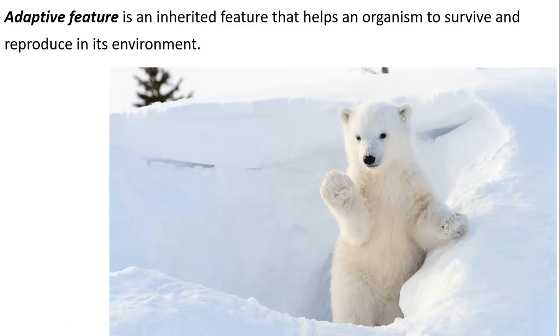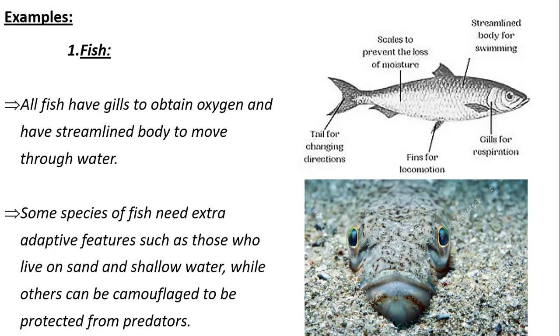And so on. You will see many and many adaptive features. The size of the ears prevents the radiation of heat from its body to keep its body temperature stable, for example. Let's take other examples of adaptive features.